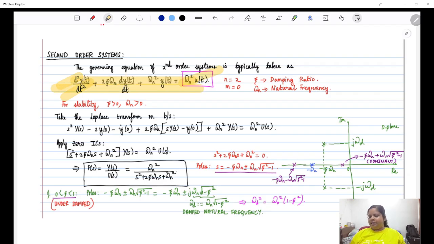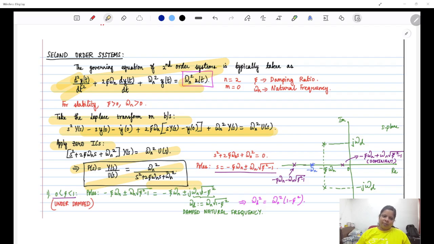Now once we know that this is a second order system, we'll take the Laplace transform and try to find the transfer function of the system. We know very well that for finding the transfer function, all the initial conditions should be 0. Applying 0 initial conditions, the transfer function you get for a second order system is omega n square upon s square plus 2 zeta omega n s plus omega n square. This is a very standard form and it is going to come throughout the course.